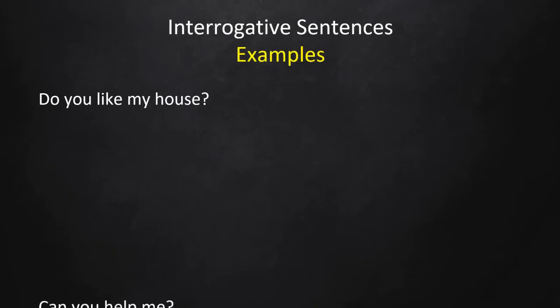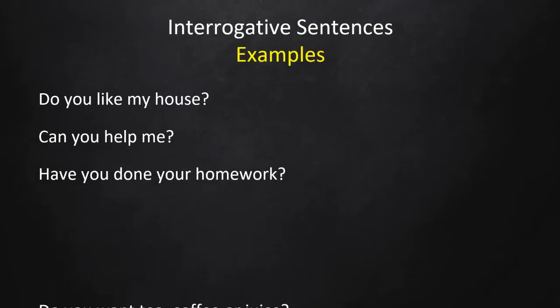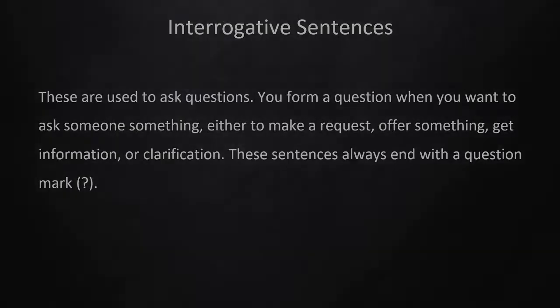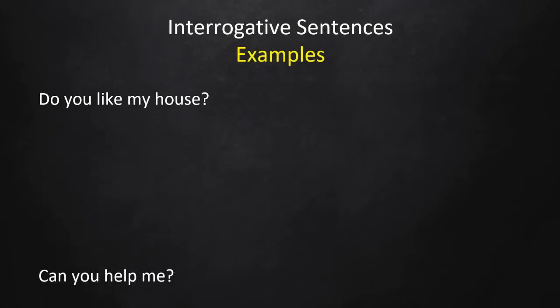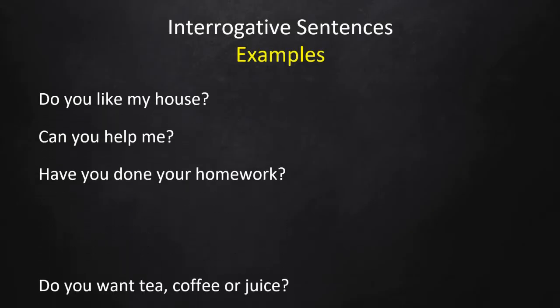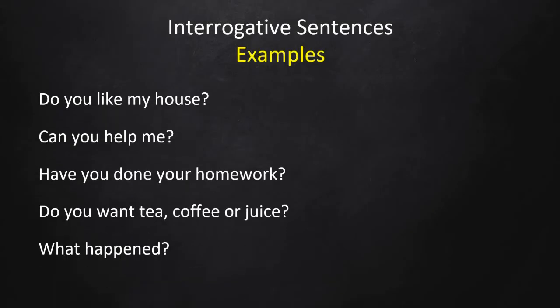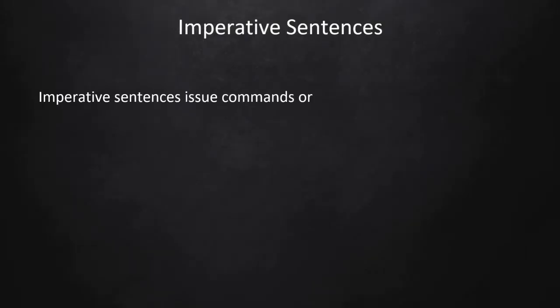Following are examples of interrogative sentences. Do you like my house? Can you help me? Have you done your homework? Do you want tea, coffee, or juice? What happened? The third type of sentence in the English language is the imperative sentence.